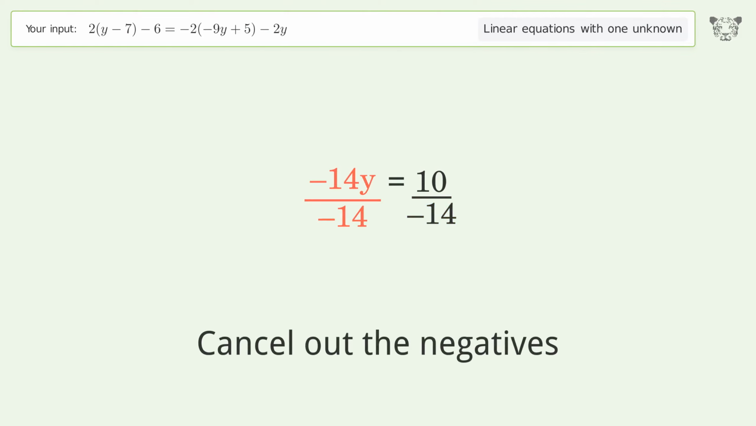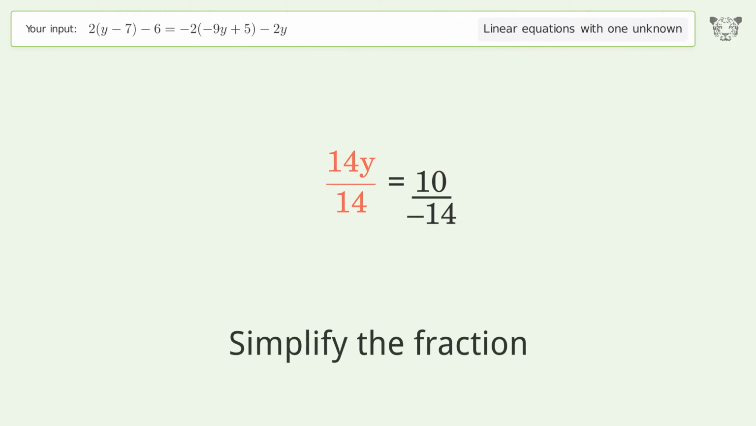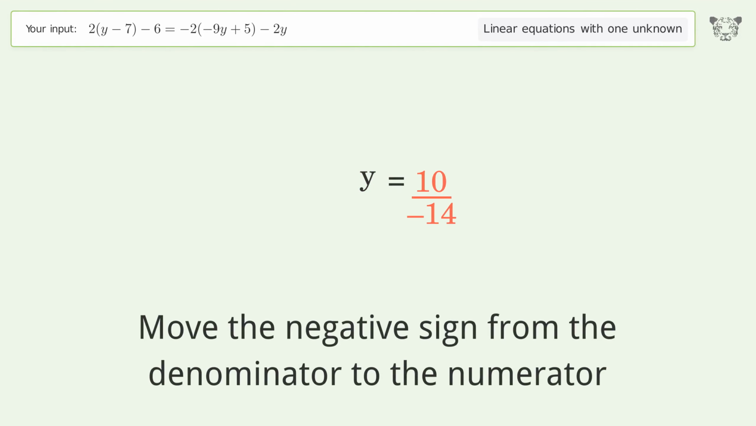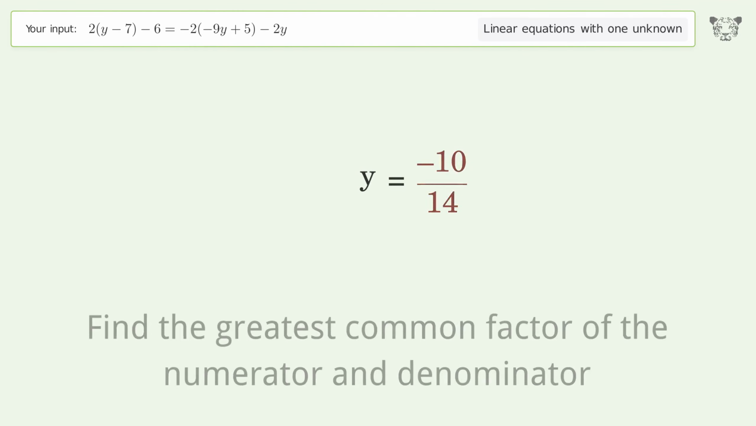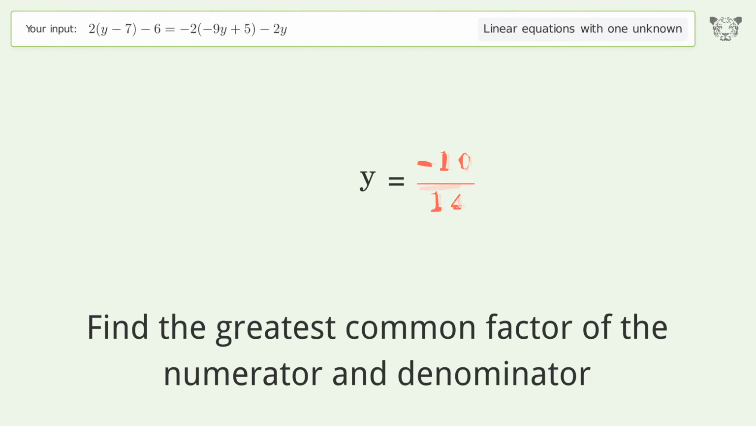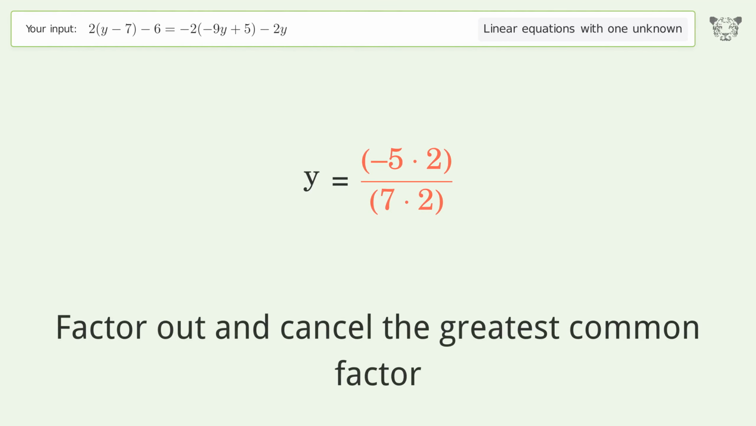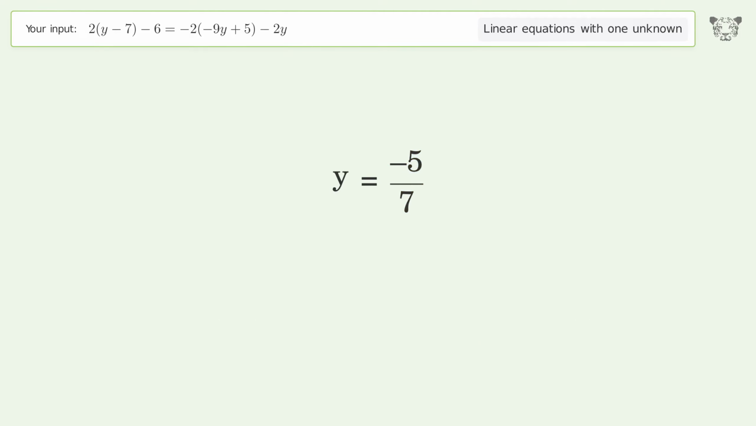Cancel out the negatives. Simplify the fraction. Move the negative sign from the denominator to the numerator. Find the greatest common factor of the numerator and denominator. Factor out and cancel the greatest common factor. And so the final result is y equals -5/7.